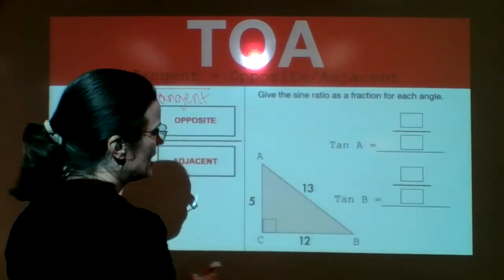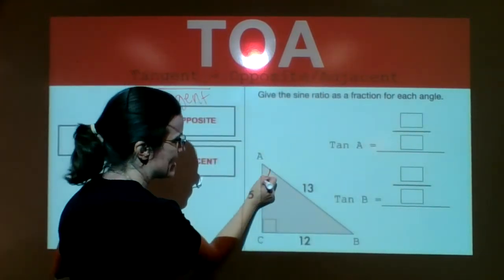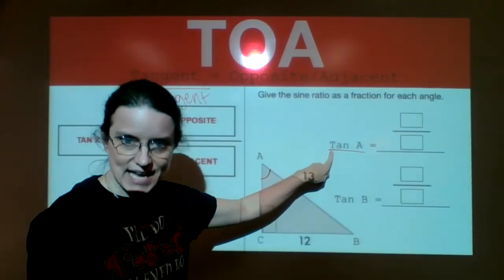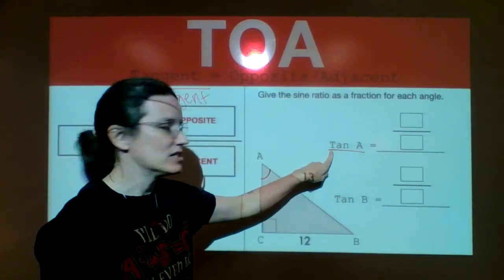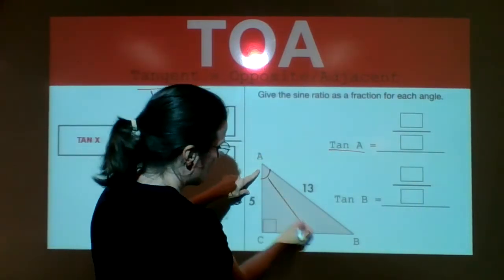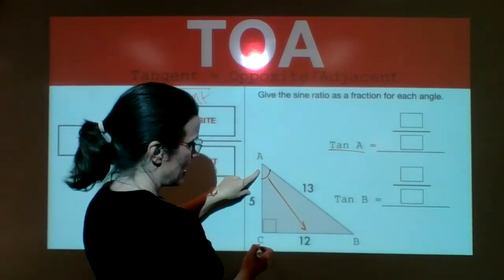Okay? And so if you have angle A here, the tangent, and again, we shorten it to just tan, but it means tangent. The tangent of my angle A will be the opposite side, which is 12, over my adjacent side, which is 5.